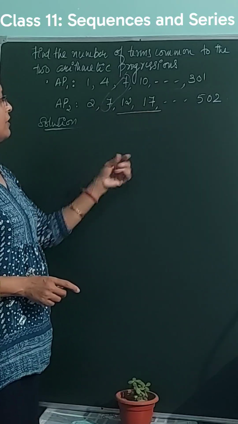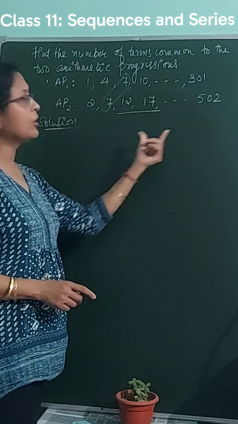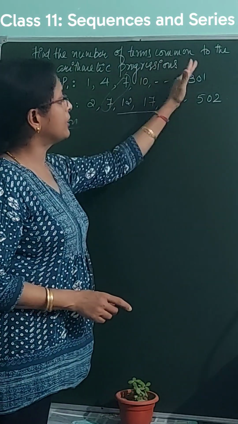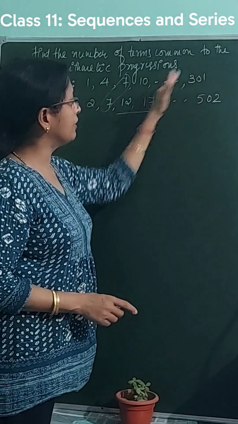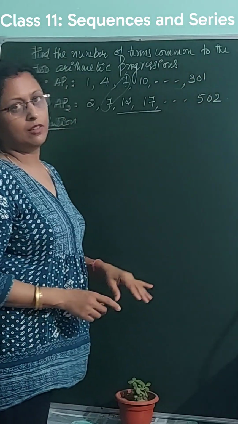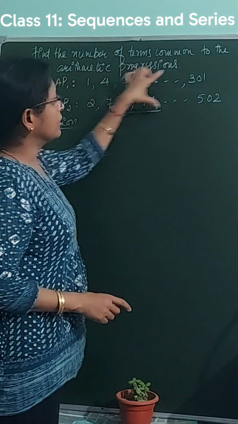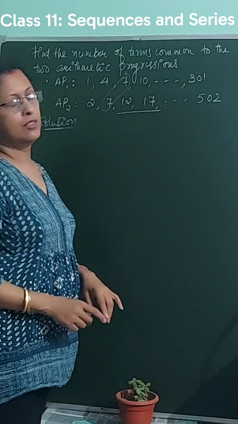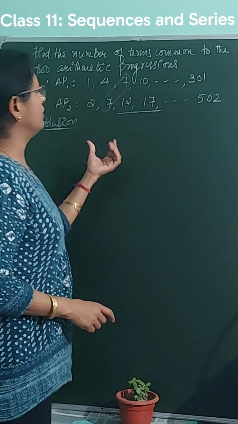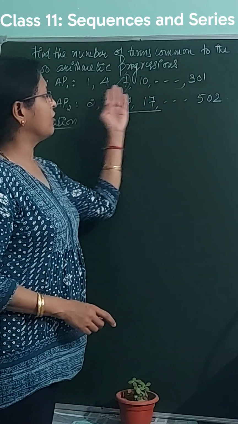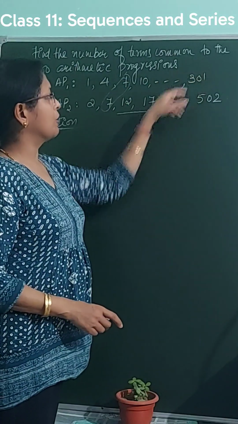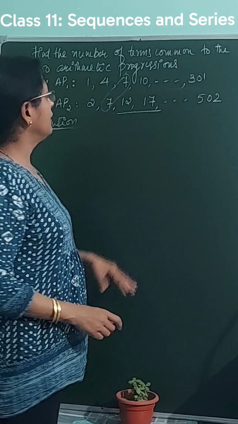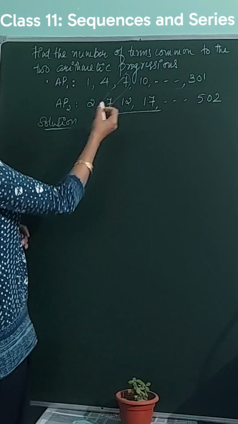You need to find the number of terms which will be common if we write all the terms of these two APs. If we write all the terms of these two APs, how many terms will be common there? It is not easy to complete the APs, write all the terms of these APs and then observe how many terms are there. What is the method for doing this?